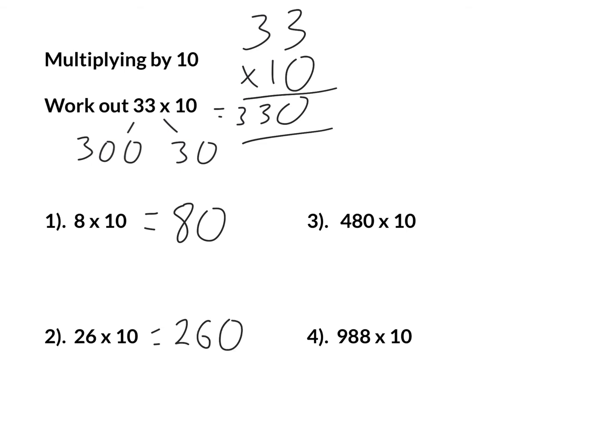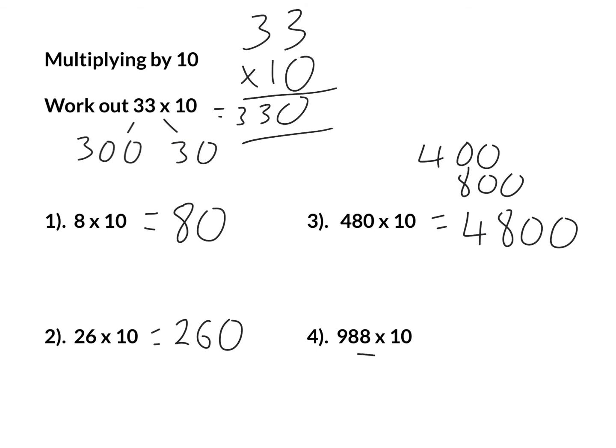The next one, if I make 400, if I make it 10 times bigger, it's going to give me 4,000. Okay, and if I make the 80 10 times bigger, it's going to give me 800. I just need to combine both numbers, 4,800. Okay, 988, if I make the 900 10 times bigger, it's going to give me 9,000. And if I make the 88 10 times bigger, it's going to give me 9,800.